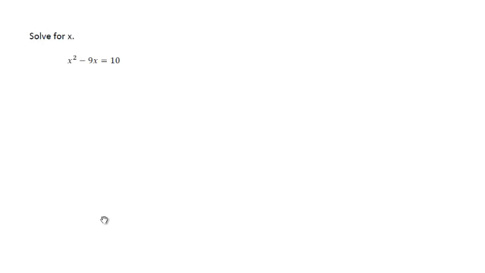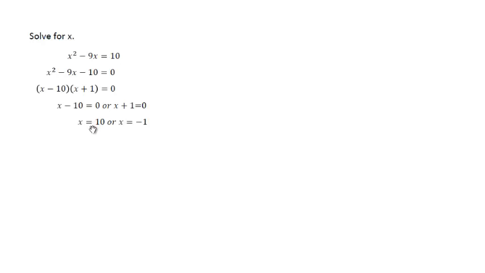So let's start with x squared minus 9x equals 10. The first thing you want to do is make sure that it's equal to 0, so subtract 10 from both sides. You'll end up with subtract 10 on the left and 0 on the right. Then you want to factor this. Make sure that the factors multiply back to give you this original trinomial, x minus 10 times x plus 1. Set each of your factors equal to 0. X minus 10 equals 0 or x plus 1 equals 0.